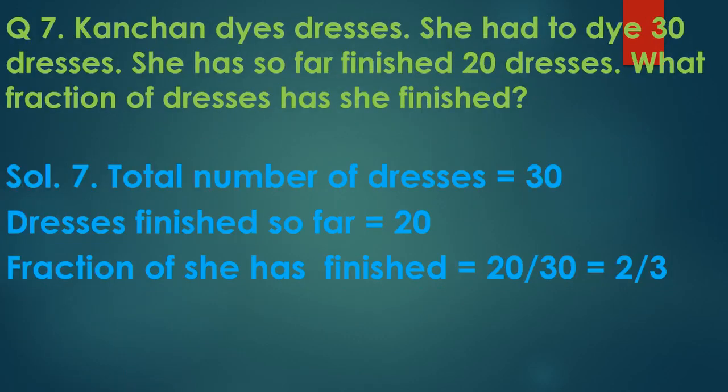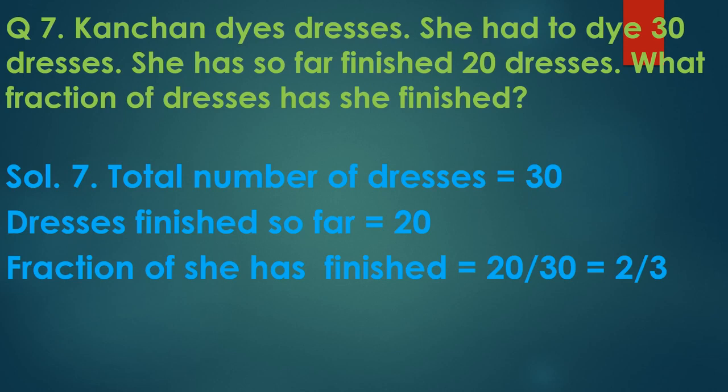Now the second question is, what part of a sandwich will each boy receive? If he is dividing his sandwich into three equal parts, then each boy will receive one part out of 3. So your fraction is 1 upon 3. Each boy will receive 1 upon 3 part of the sandwich.